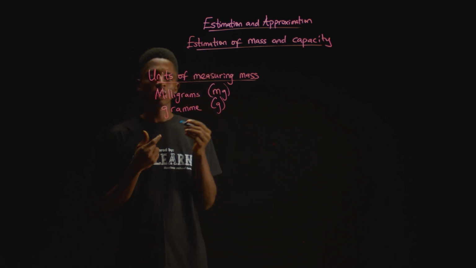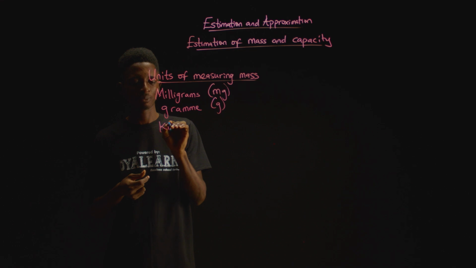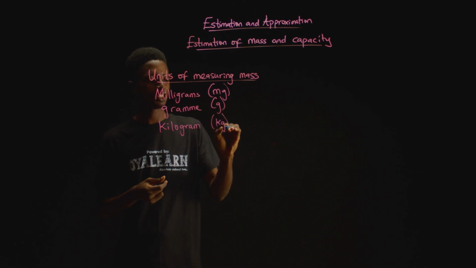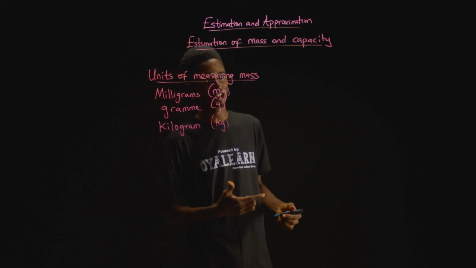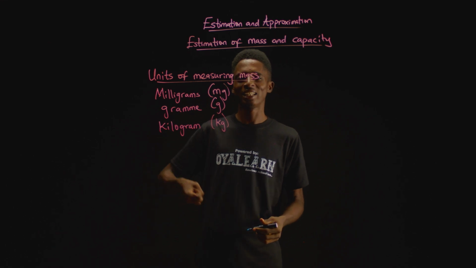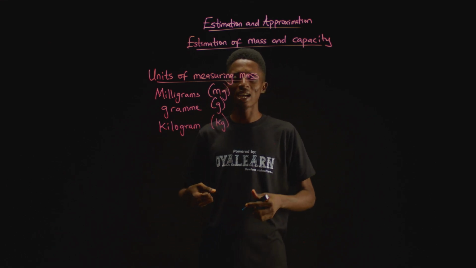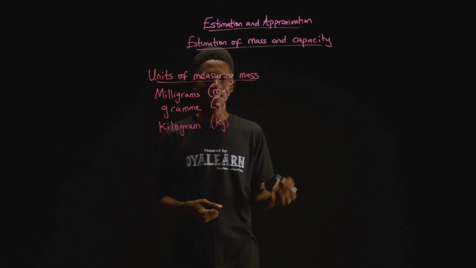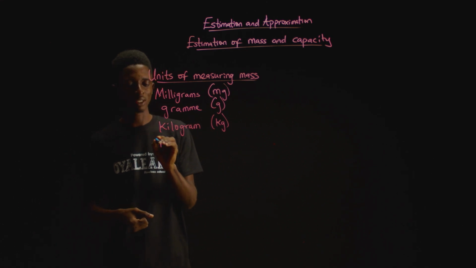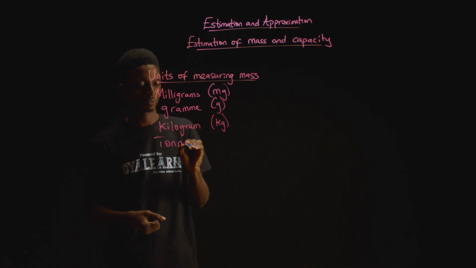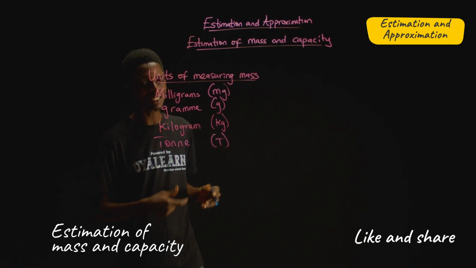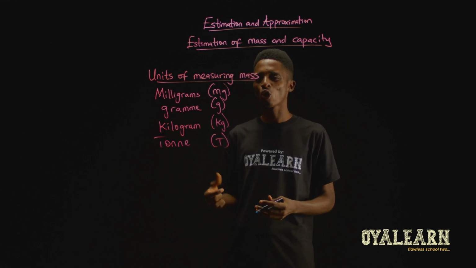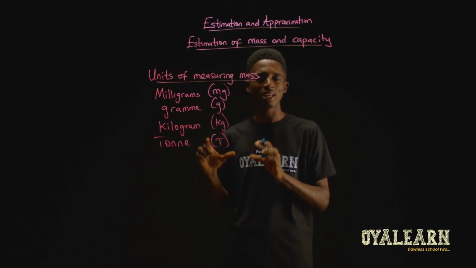Now, after the gram, we have what we know as the kilogram, which is denoted kg. Now, these are quite heavy objects. So when you talk about a gas cylinder, when you talk about heavy objects like a chair, a table, and the likes, they are measured in kilograms. Then we have objects that are measured in tons. Now, objects in tons are things like a truck, a car. These ones are measured in tons. They are very heavy objects.